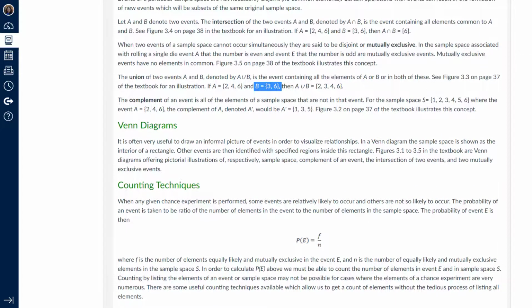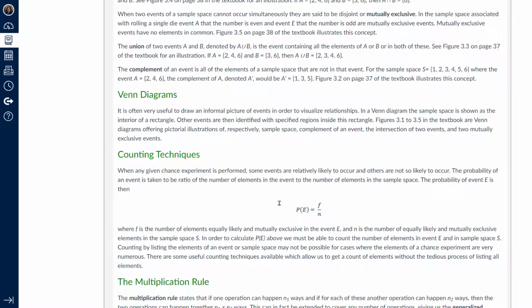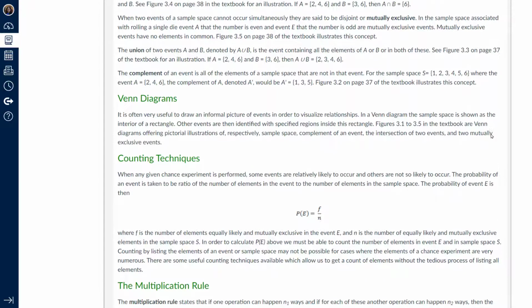Okay, so the next item will be how we can calculate probability. You can see that in the next video. Thank you.